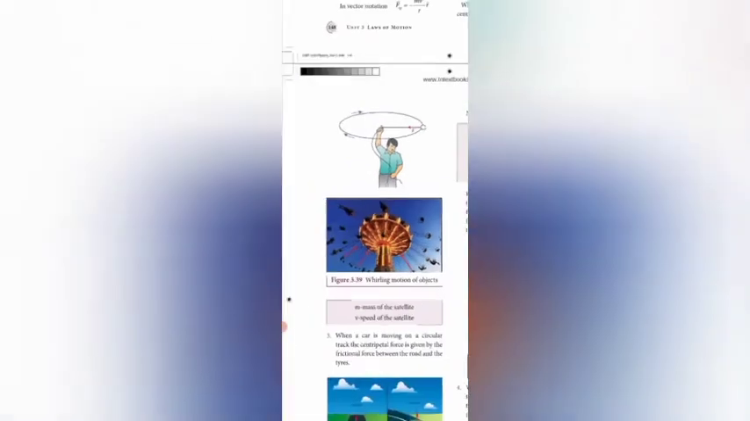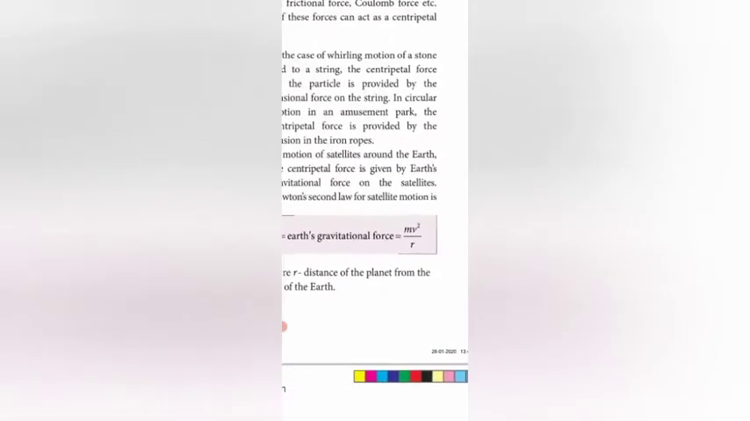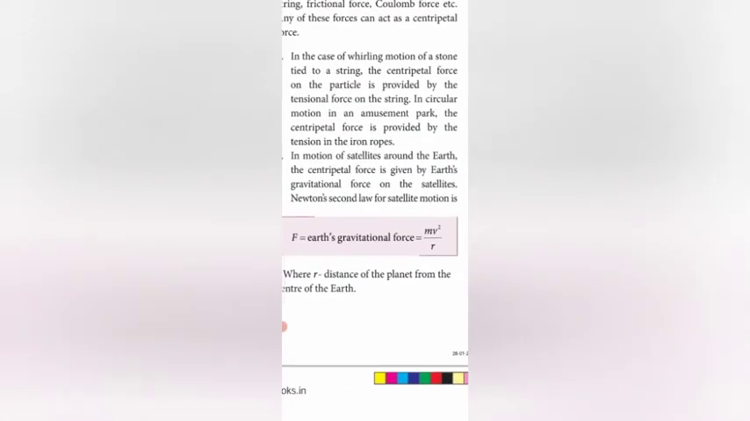In the second case, we discuss the motion of a satellite around the Earth. The centripetal force is given by the Earth's gravitational force on the satellite. Newton's second law for the satellite motion is F equals Earth's gravitational force, which is nothing but mv square by R. Here R is the distance of the satellite from the center of the Earth, m is the mass of the satellite, and v is the speed of the satellite.